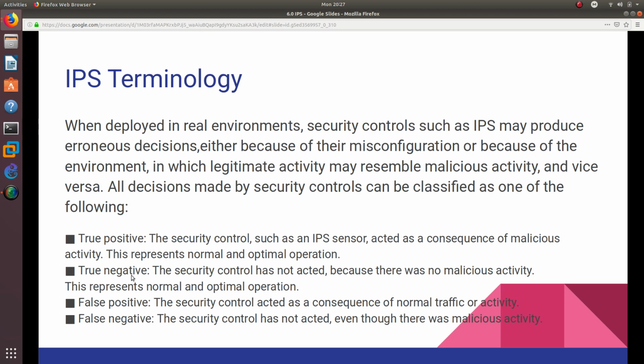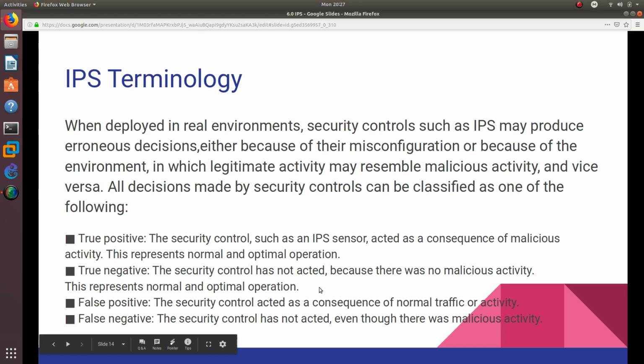And when you have a true negative, it's when the security control has not acted because there was no malicious activity. So nothing happened and it did not act. That's a true negative. True positive is when you get a malicious activity and you stop it. True negative is when you don't get a virus or a malicious activity and you don't do anything.